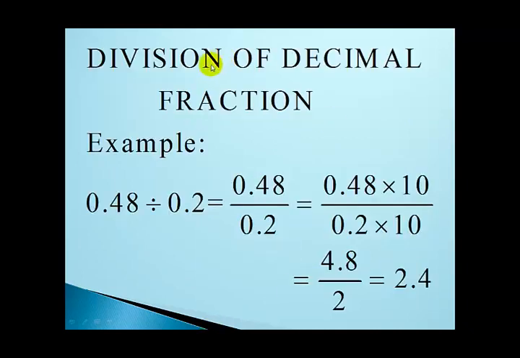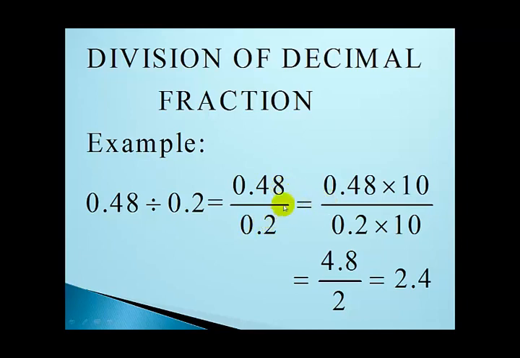Now division of decimal fractions. Example, 0.48 divided by 0.2. Now it is easy when you are dividing a decimal fraction by a whole number. So let us do something. What we are going to do is to multiply the numerator by 10, and we also multiply the denominator by 10.